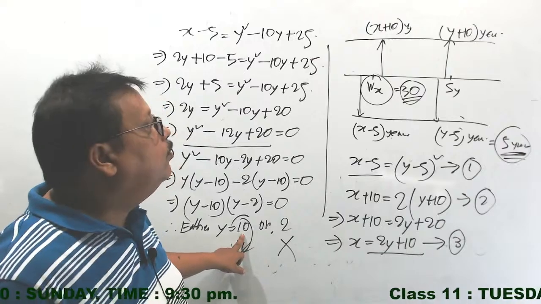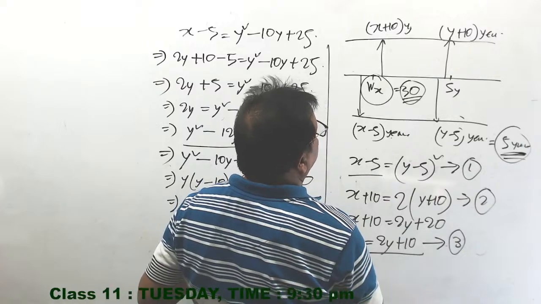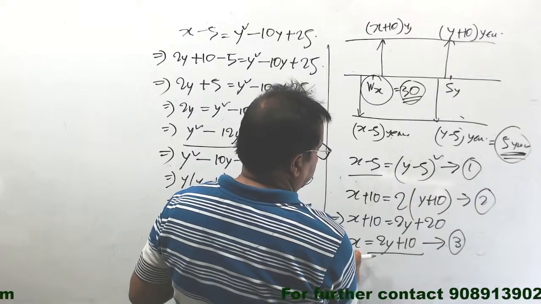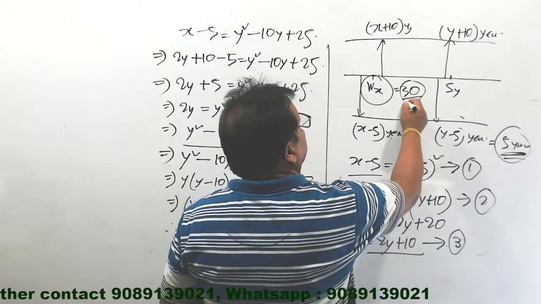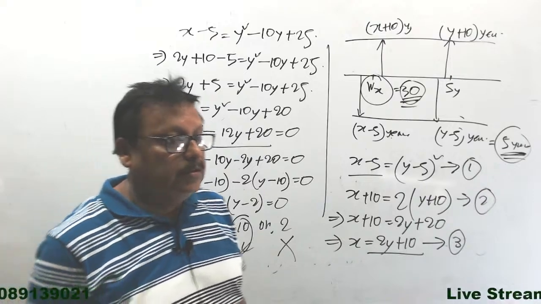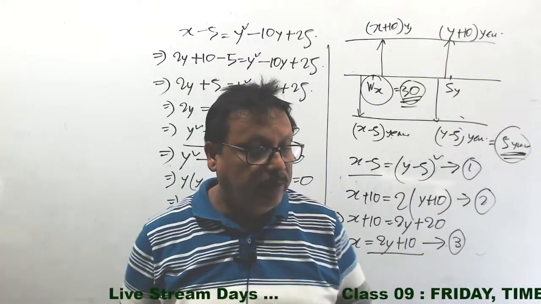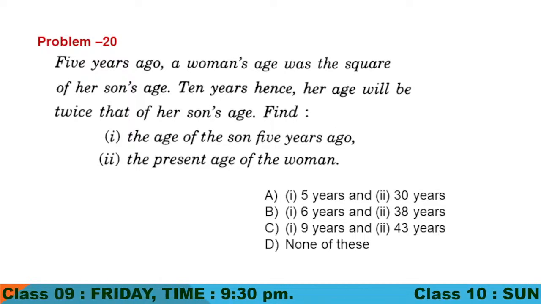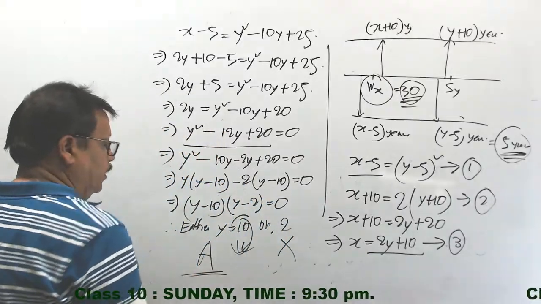Roman 2, present age of the woman. If you put here, present age means what? X. Present age, assume to X. Okay, X is equal to 2y plus 10. That means put 20 plus 10, 30. Understood? 5 and 30. 5 and 30, which option? See, 5 and 30, yes, option A. Option A is the answer. Okay.